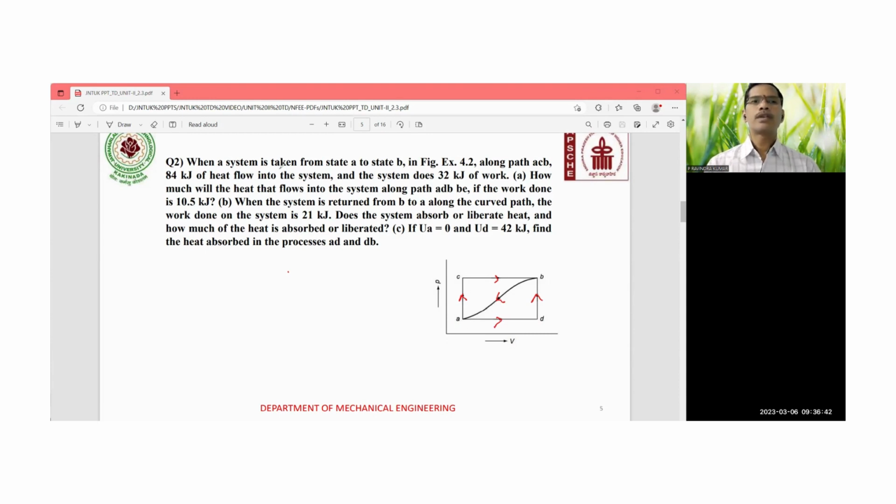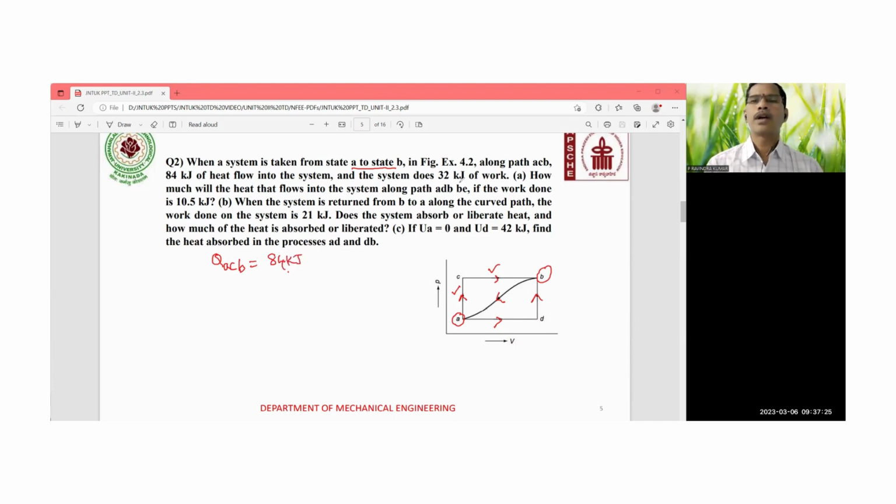So here, when a system is taken from state A to state B along the path ACB, 84 kilojoules of heat flow into the system. So that means Q_ACB is equal to 84 kilojoules.